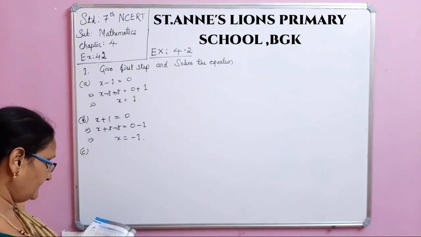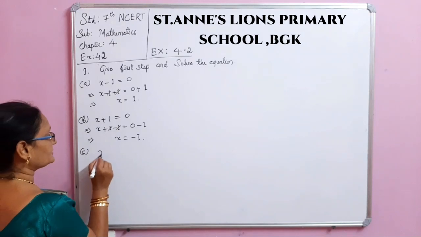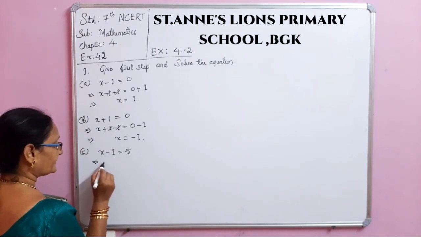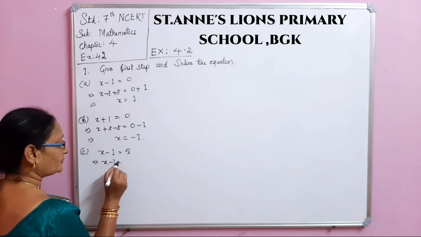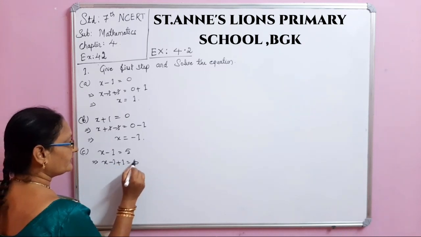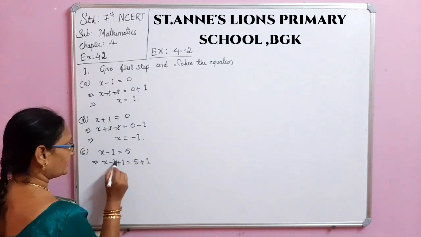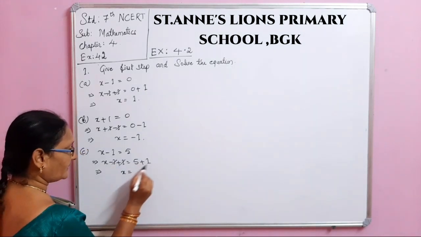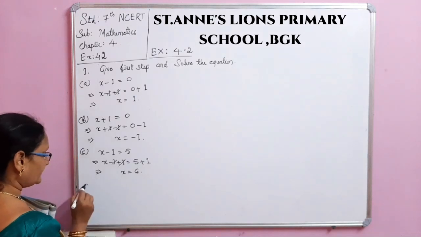Next, see, x minus 1 is equal to 5. See here, x minus 1 is there. We have to take plus 1 here, even in the RHS also plus 1. Minus 1 plus 1 got cancelled. So, x is equal to 5 plus 1 is 6. Finished.